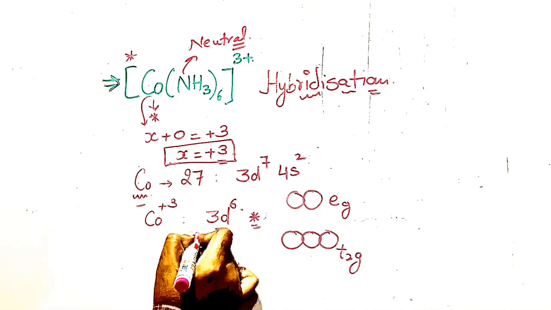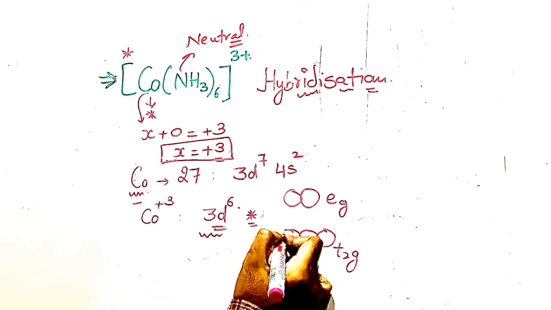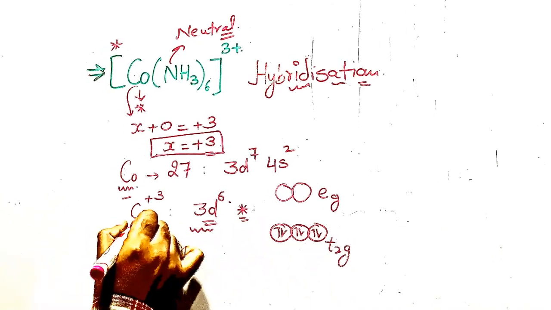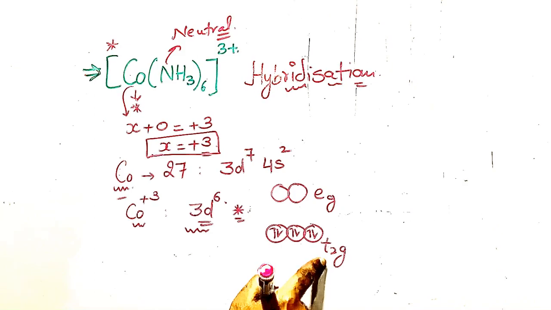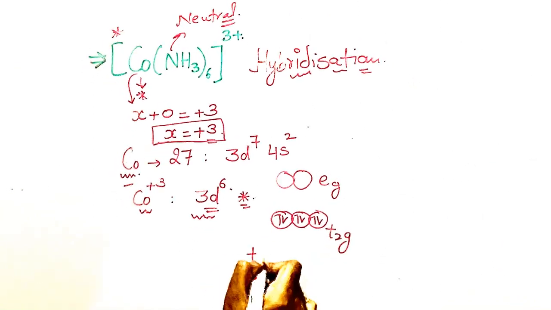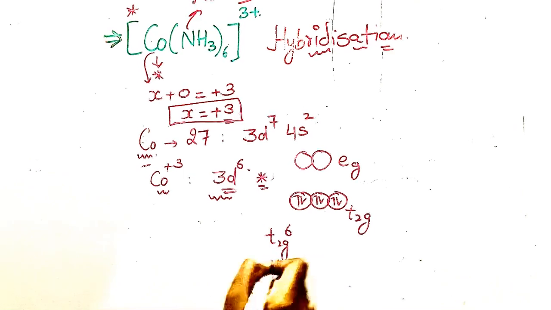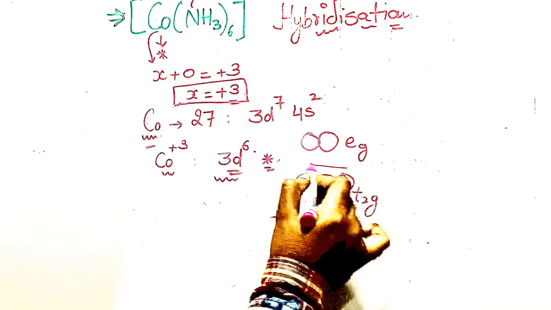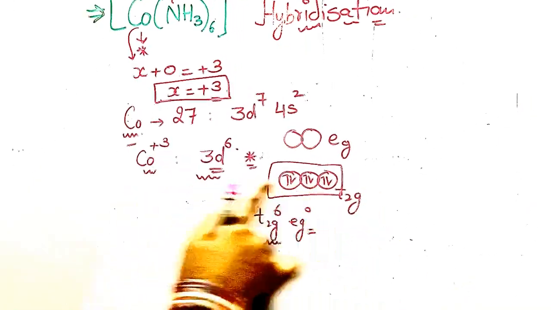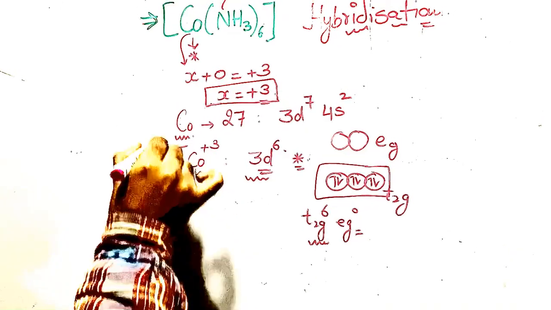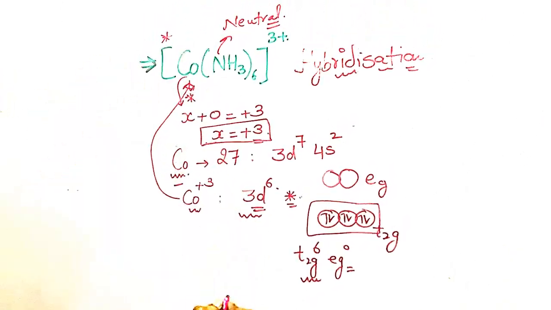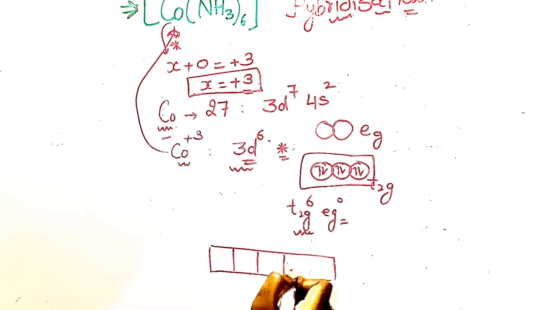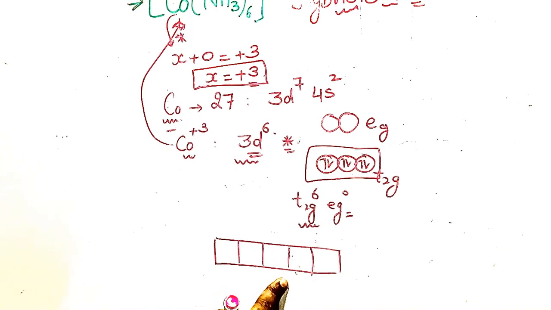Now in this particular case, it has been found that the 6 electrons of cobalt 3 positive reside in the t2g orbitals, making it t2g6, which is fully filled, and eg0. So that means all the electrons are paired up in the case of cobalt 3 positive in this particular complex.